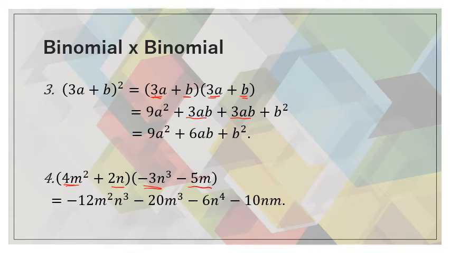And finally, the last terms are 2n and minus 5m. So we get minus 10nm. So notice in this one, there are no like terms, so this is already the final answer.